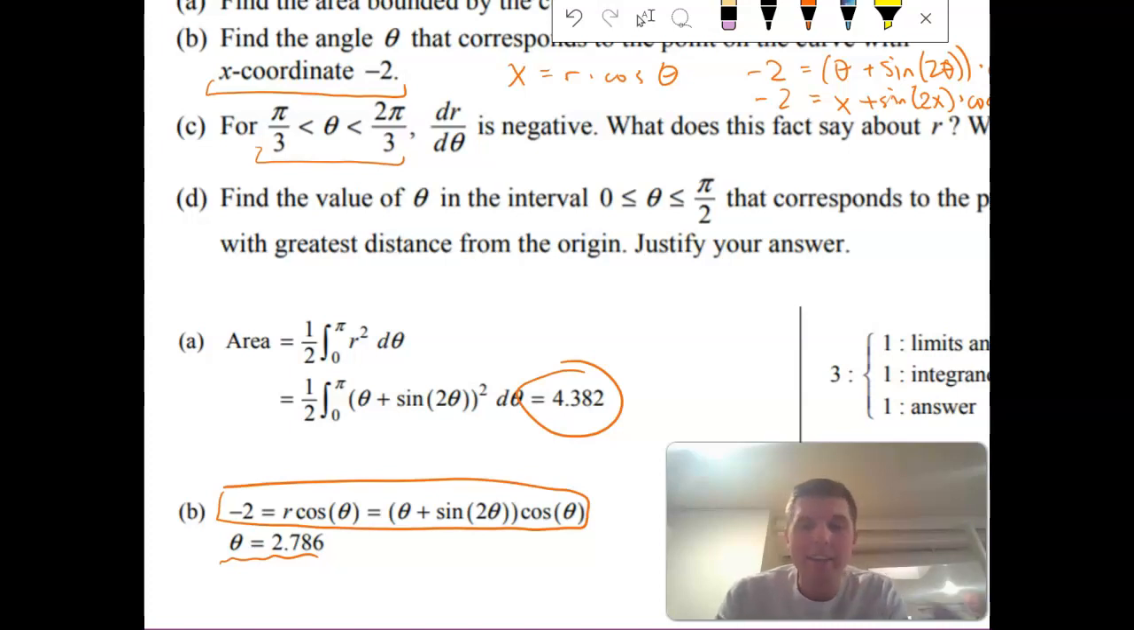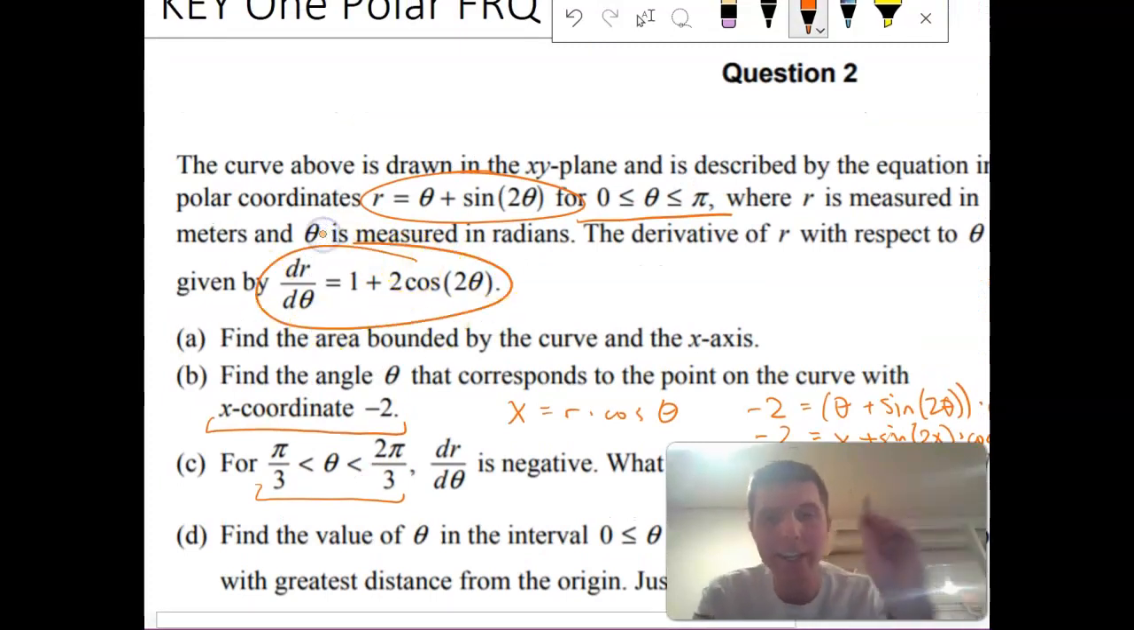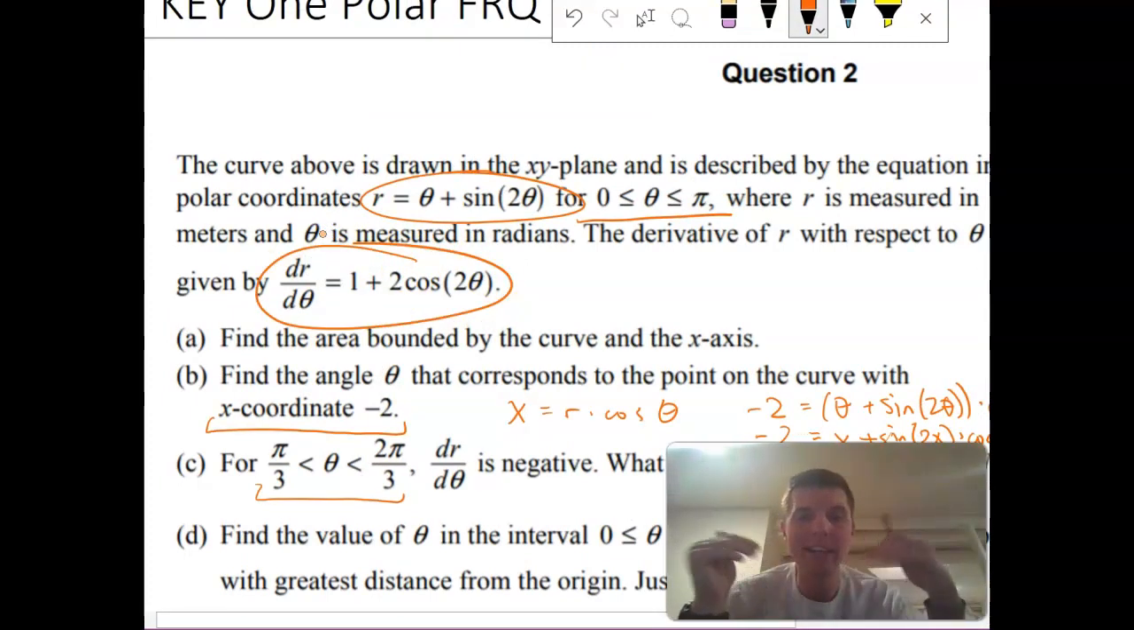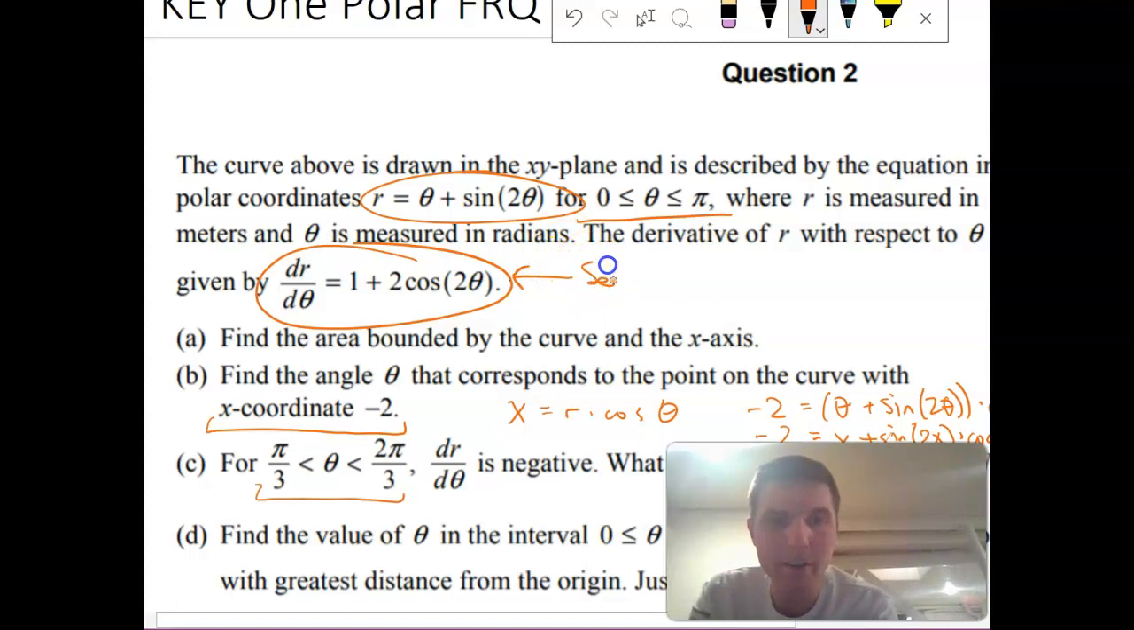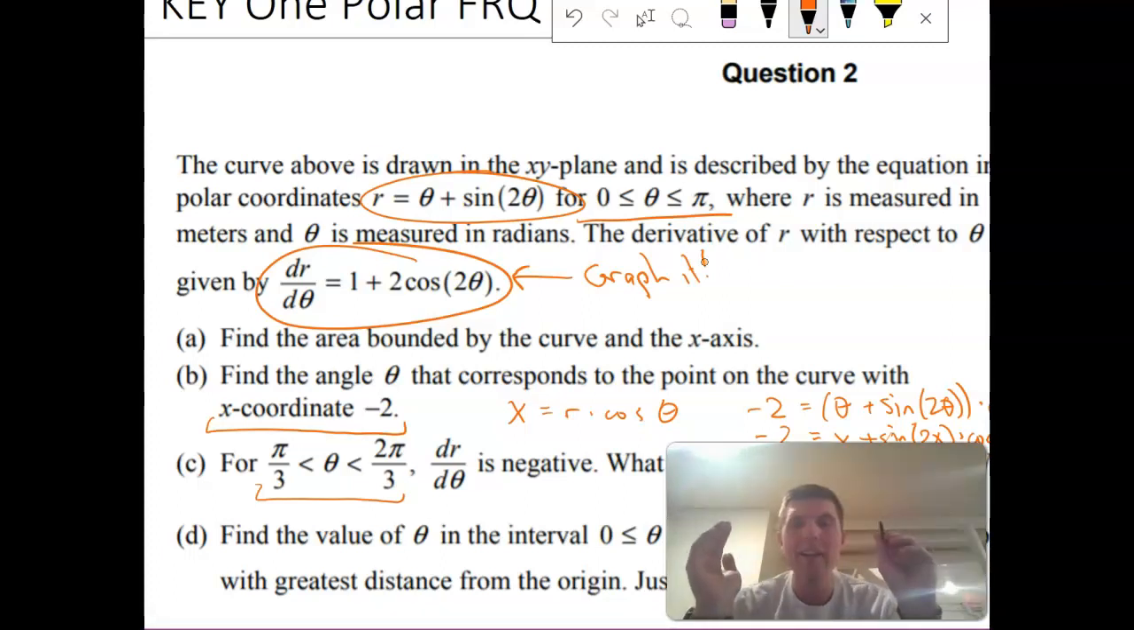And luckily they already gave us dr d theta. Not that it's that difficult to find, but we have this equation for dr d theta. So that's going to tell us how the radius is changing over time. And we want to find our critical points. So I would say set this equal to 0. Or better yet, graph it and see where it crosses from positive to negative, right? Increasing to decreasing. Where is my distance from the origin at its maximum point?